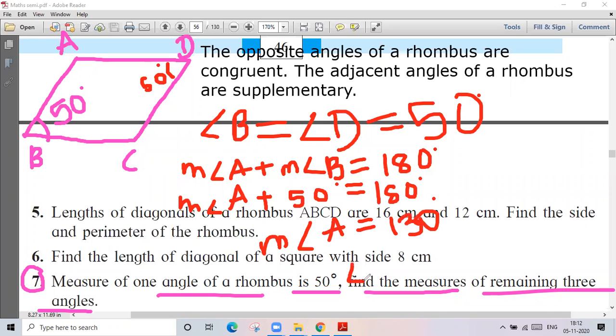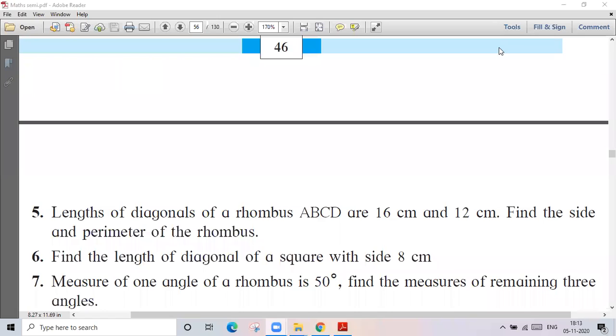Therefore C is also 130. Angle A is equal to angle C is equal to 130. So we got all the angles. This is 130, and this is also 130. So this ends practice set 8.2.